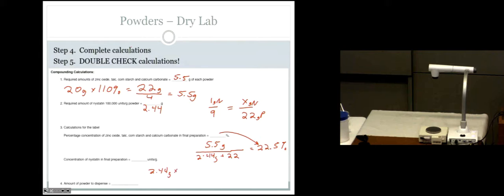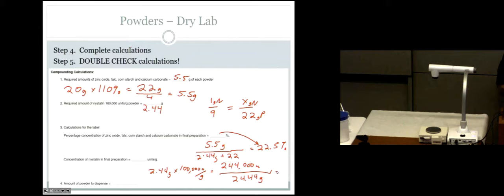Times, what is the concentration of the nystatin? 100,000 units per gram. When you do that, you should get a total of 244,000 units. That's the total amount of nystatin we're going to have in there. And what will the total weight be? Again, adding the two together, it's 24.44 grams.